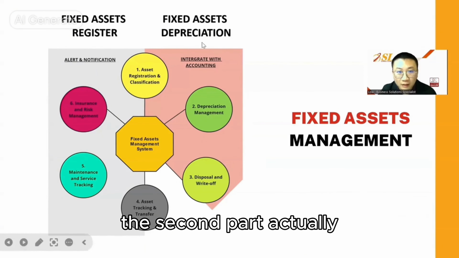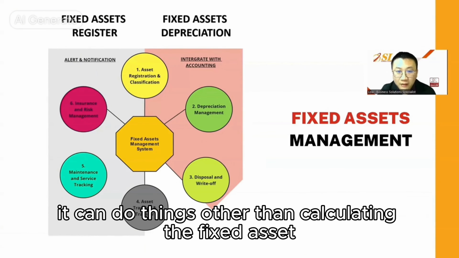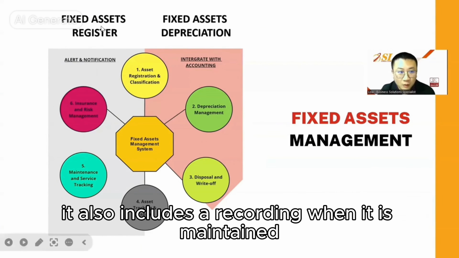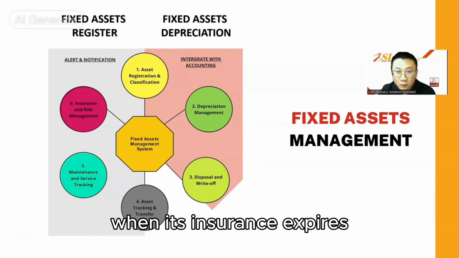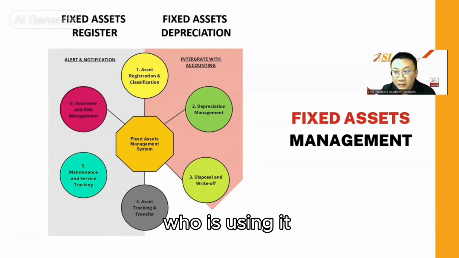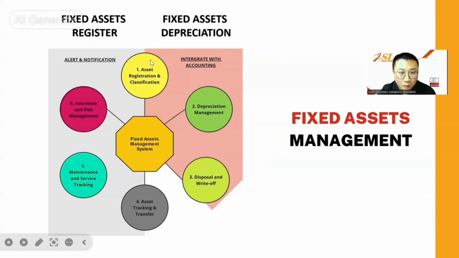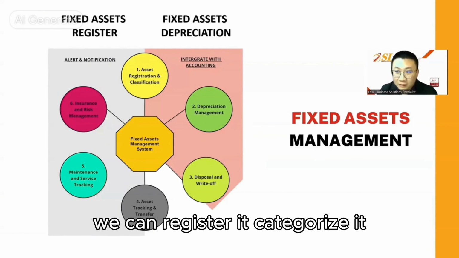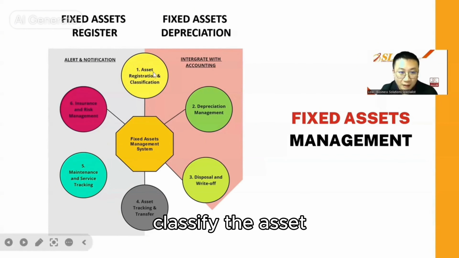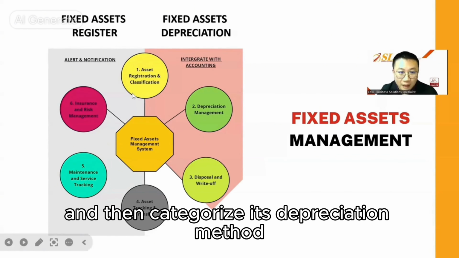The second part, actually, it can do things other than calculating the fake asset depreciation. It also includes recording when it is maintained, when its insurance expires, who is using it. So you see here, it is a complete management. First, through the purchase invoice, we can register it, categorize it, classify the asset, and then categorize its depreciation method and link it to our Autocount accounting.